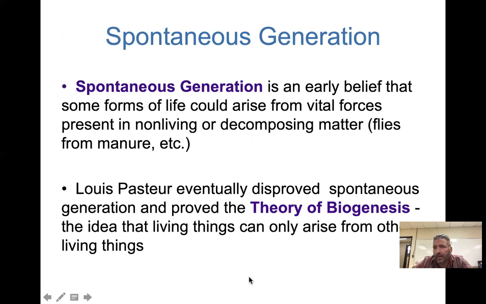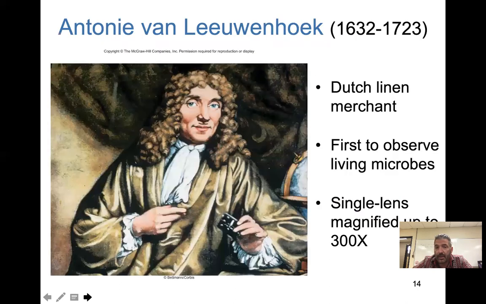So spontaneous generation is an early belief that some forms of life could arise from vital forces present in non-living or decomposing matter. So they thought that flies just came out of manure. They didn't realize that flies were laying eggs and things like that. And then we'll see they're going to have these gooseneck bottles where air can't get to it. These organisms wouldn't grow in the rotted meat. Louis Pasteur eventually disproved spontaneous generation and proved the theory of biogenesis, the idea that living things can only arise from other living things. And that was heresy back in the day.